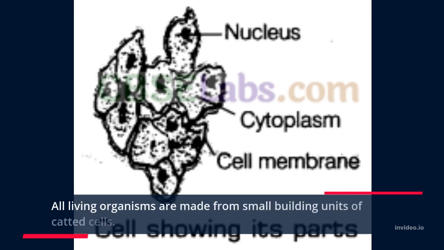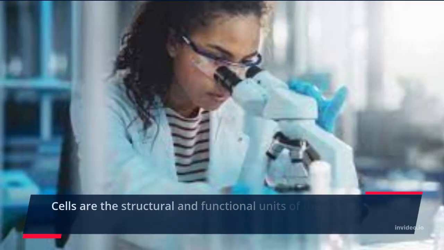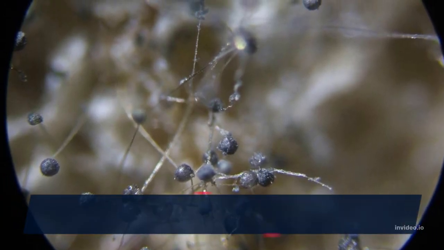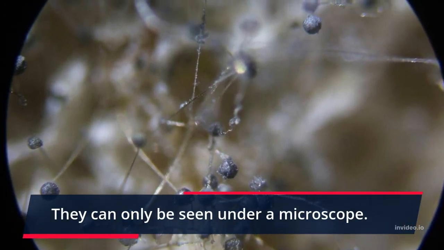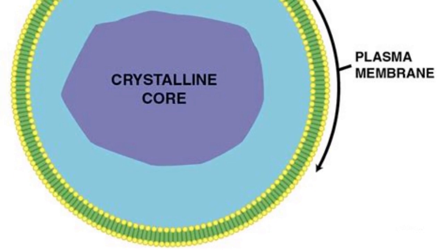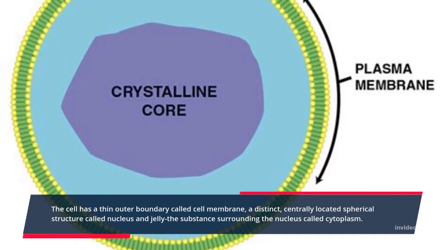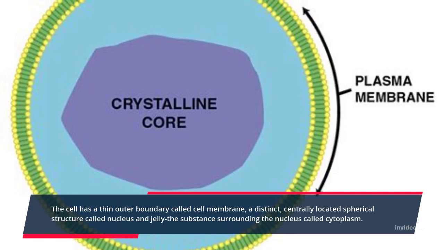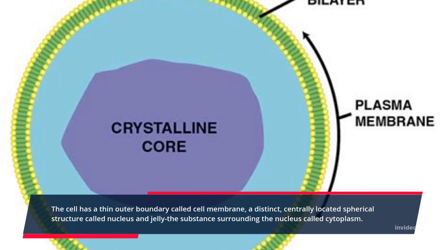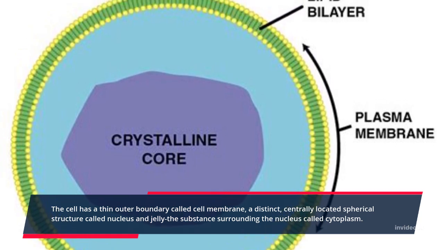Reactions included in photosynthesis. Cells. All living organisms are made from small building units called cells. Cells are the structural and functional unit of the body of all living organisms. They can only be seen under a microscope. The cell has a thin outer boundary called the cell membrane, a distinct centrally located spherical structure called the nucleus, and a jelly-like substance surrounding the nucleus called cytoplasm.